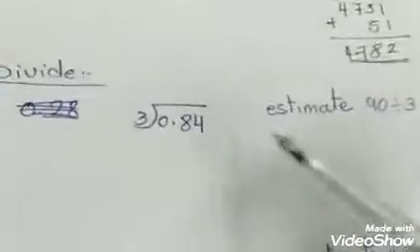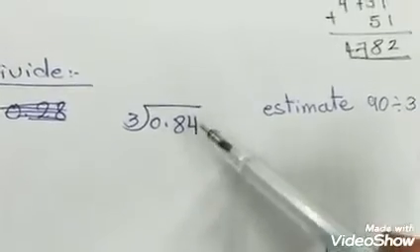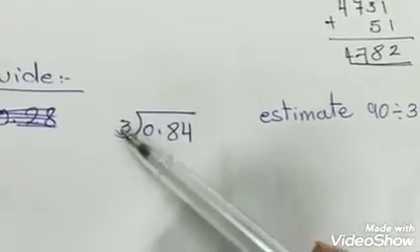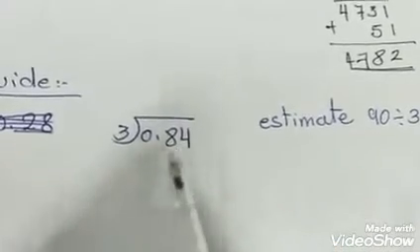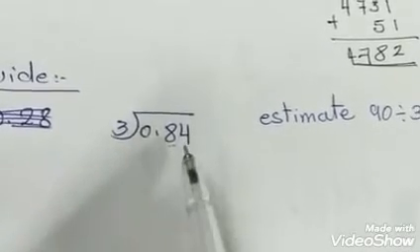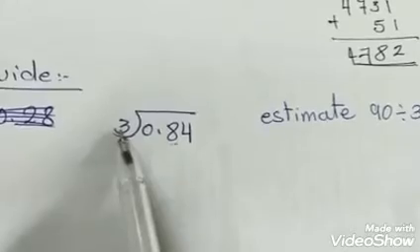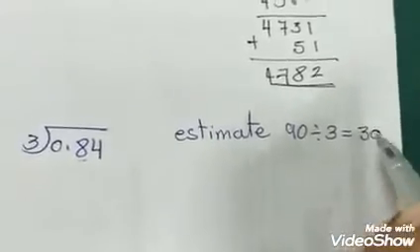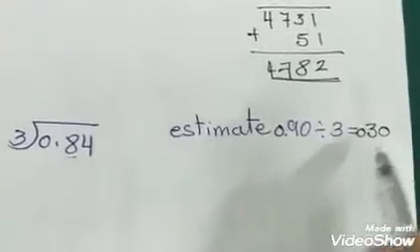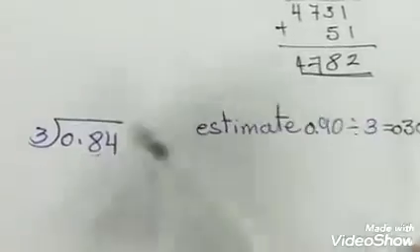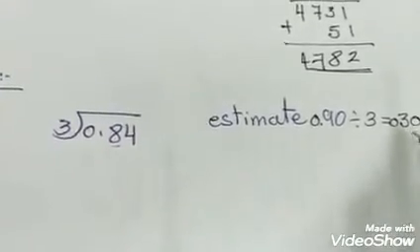Now, this is for whole numbers. How to divide decimals? First, I have to think and estimate. 0.9 divided by 3. If I round this number to the nearest tenth, it will be 9/10. If I divide it by 3, it will be 30 hundredths. So the result will be close to 0.3.